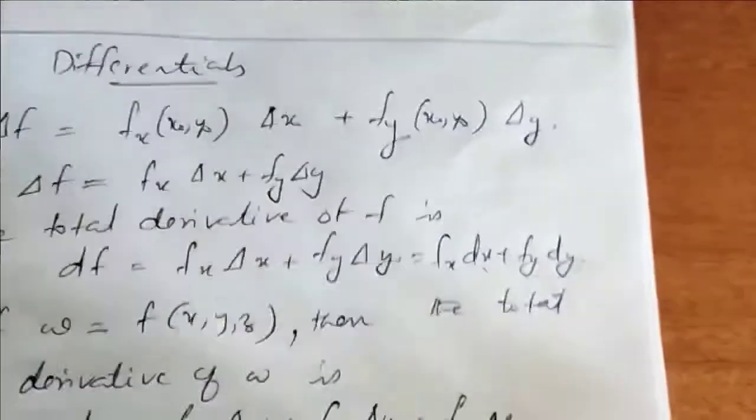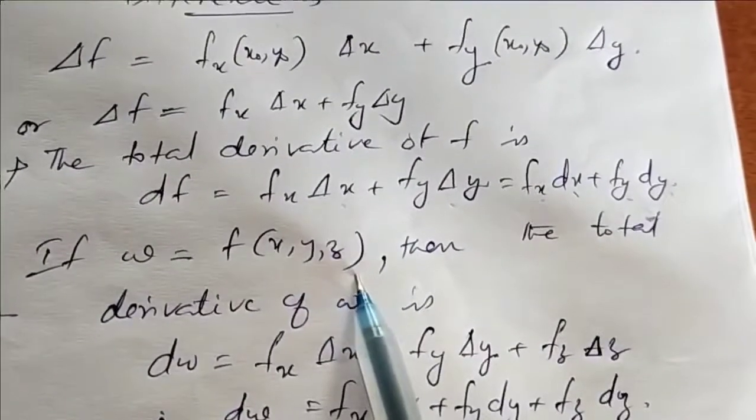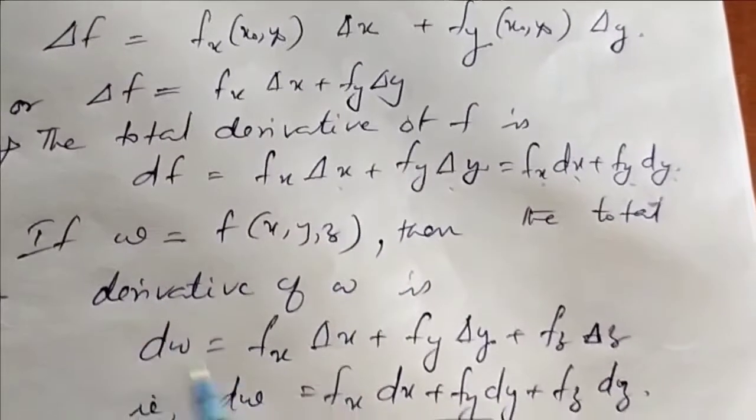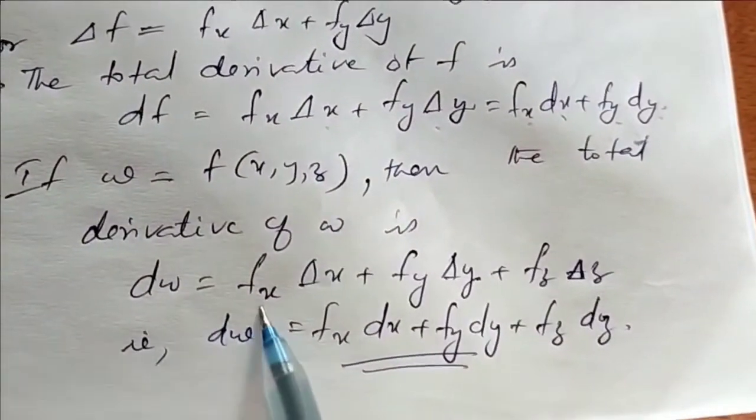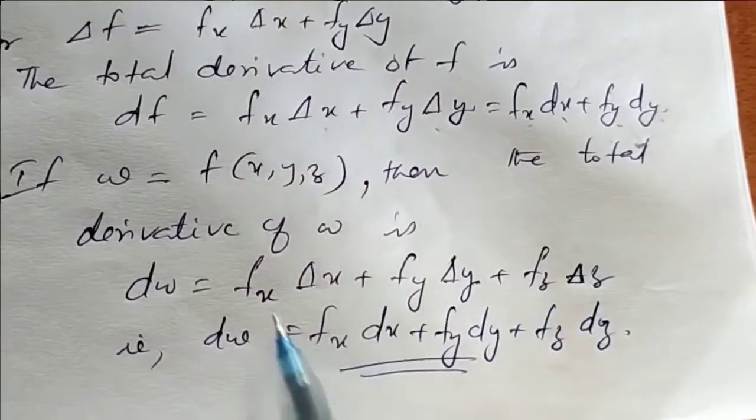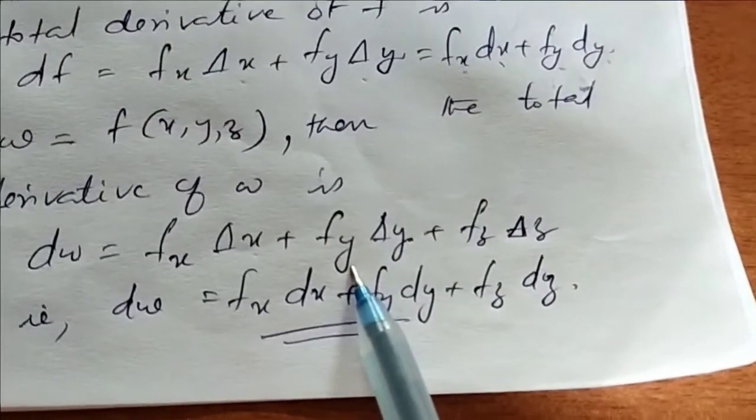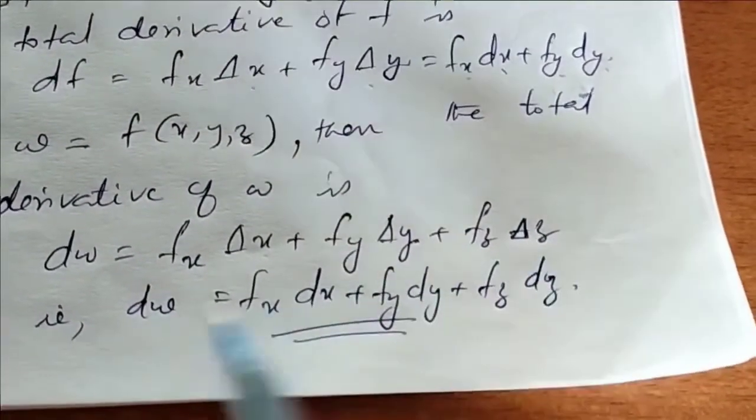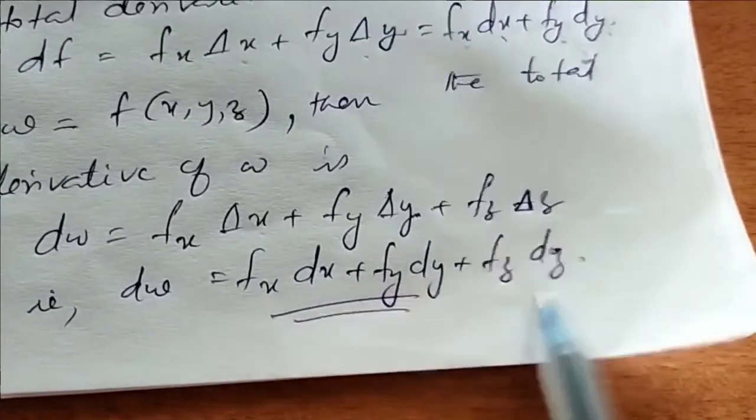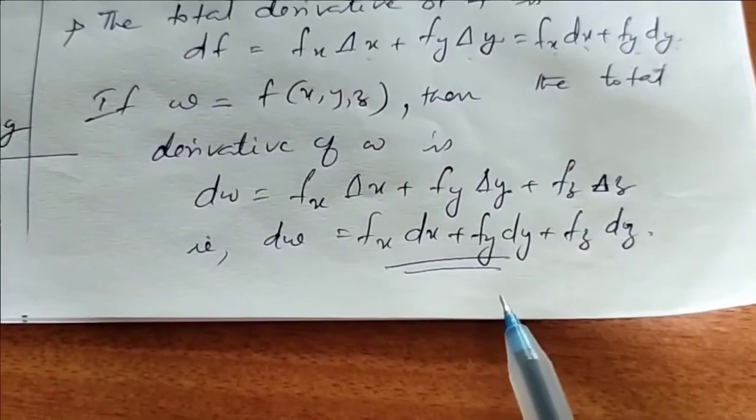If there is a function of 3 variables x, y and z, then w is f(x, y, z). Then what is the total derivative of w? It is dw. Because there are 3 variables, we can find fx, fy and fz. So fx·Δx plus fy·Δy plus fz·Δz, or dw is fx dx plus fy dy plus fz dz. This is the total derivative of f or w.